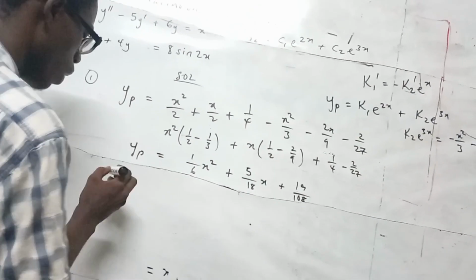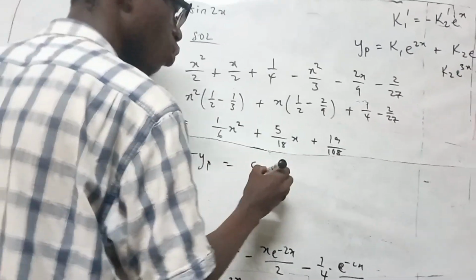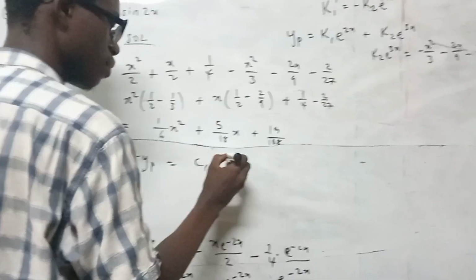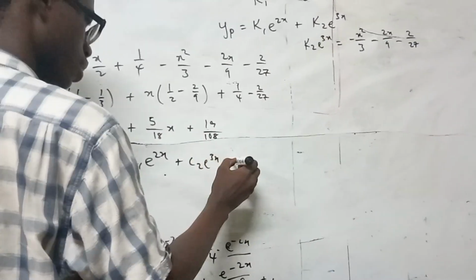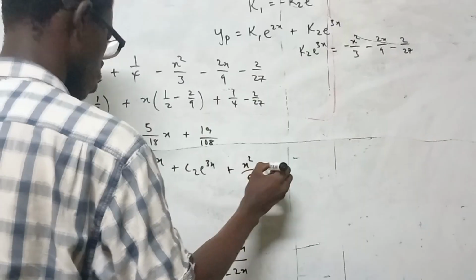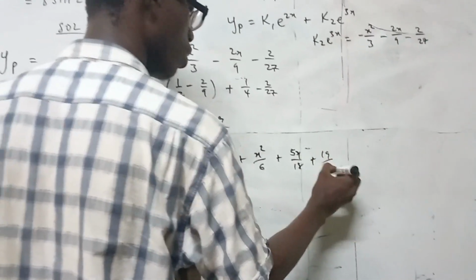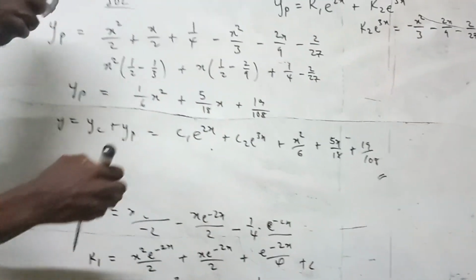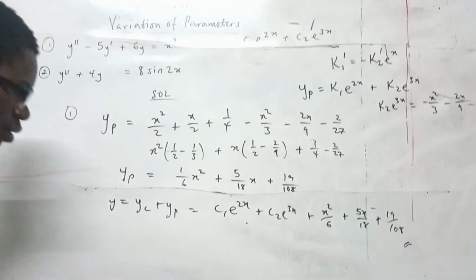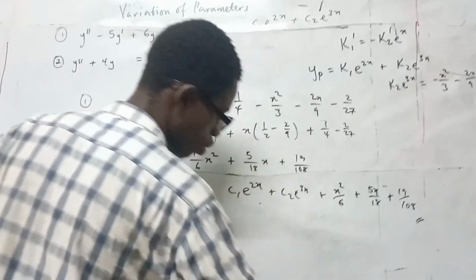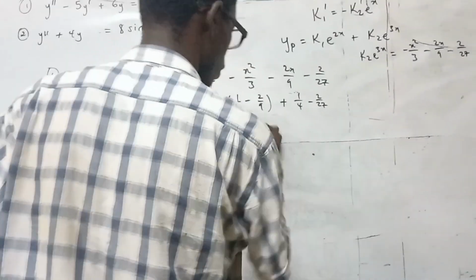So don't forget our y equals yc plus yp, which means it is equal to c1 e raised to power 2x plus c2 e raised to power 3x plus all of this, plus x squared over 6 plus 5x over 18 plus 19 over 108. And this brings us to the end of the solution for question number 1 using variation of parameters. And that's all for question number 1. Going to question number 2.